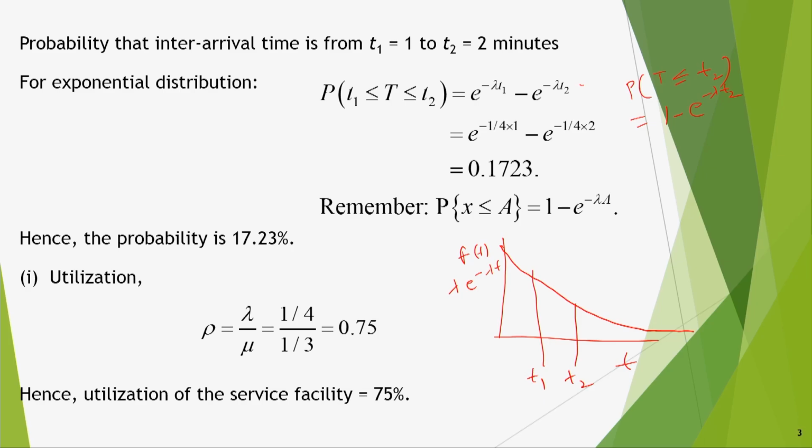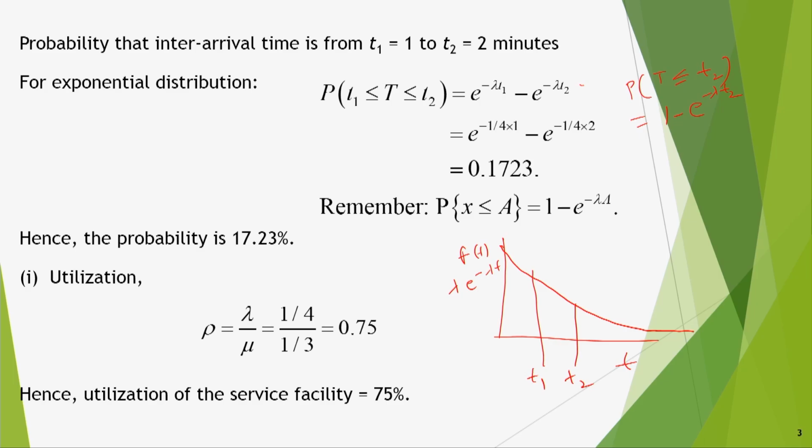So, suppose T2 is infinity. Then this becomes P(T < infinity). What is that probability? Obviously 1 minus e to the power minus infinity, that means it is 1. So, sometimes if you forget the formula, you can confirm by these type of things whether your formula is valid if T1 is equal to 0 and T2 is equal to infinity.